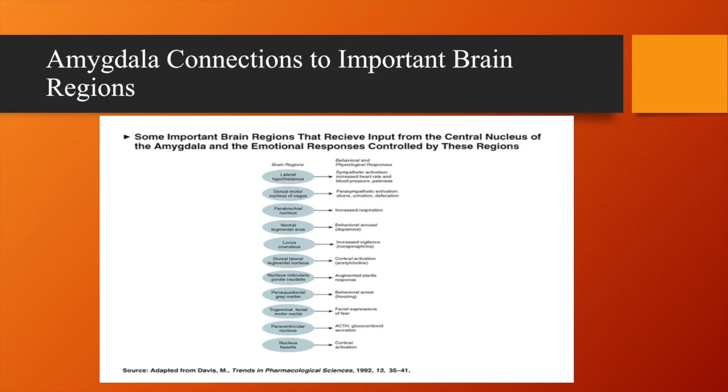When the central nucleus is activated, it incites plenty of emotional responses. This picture shows important brain regions that receive input from the central nucleus of the amygdala and the emotional responses produced by different regions.